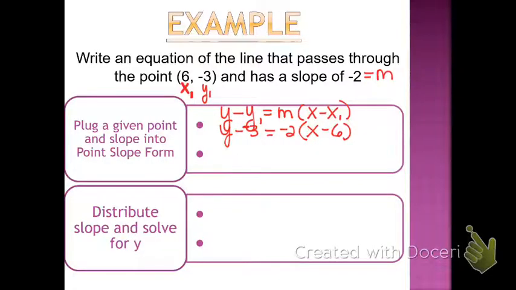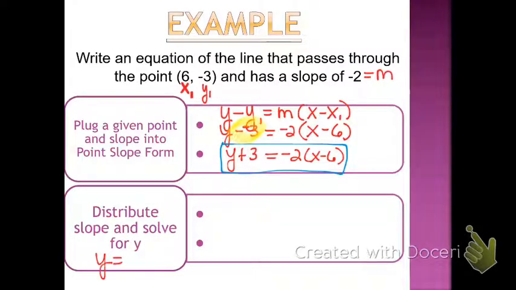Now, you might remember from middle school that when you subtract a negative, that's the same thing as adding a positive. So we're going to change the y minus -3 into y plus 3. And at this point, we now have the equation of a line written in point-slope form. What we'll do next is we'll change it into slope-intercept form by making it look like y equals mx plus b by distributing the slope and solving for y.